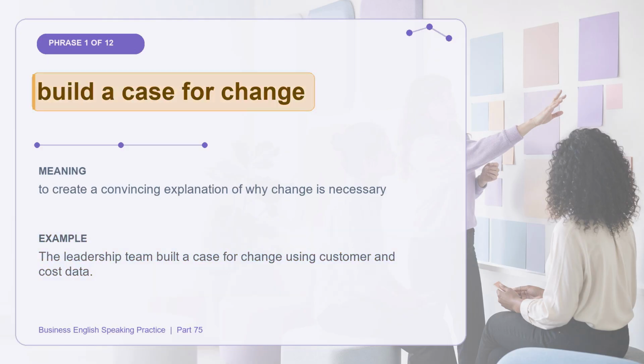A strong case explains the current problem, expected benefit, risk of inaction, and urgency. It gives people a reason to engage. Use this phrase before announcing a major change. Now repeat, build a case for change.